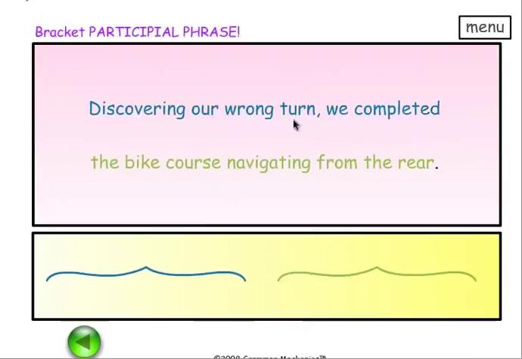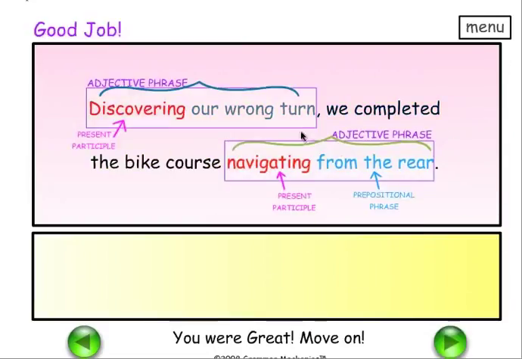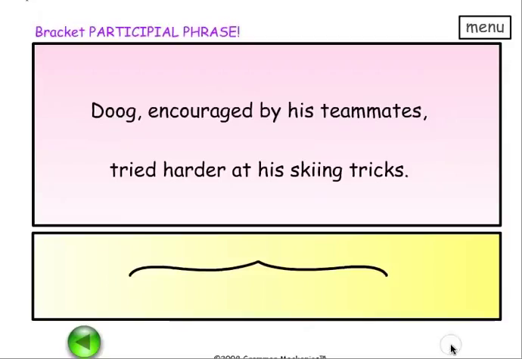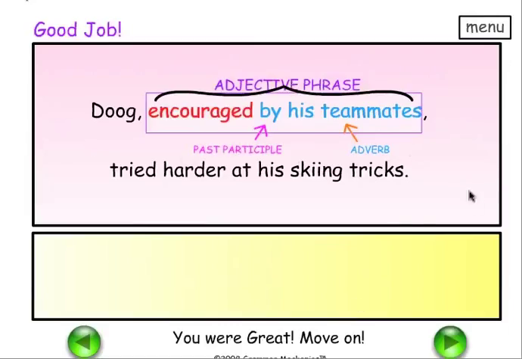Discovering our wrong turn, we completed the bike course navigating from the rear. In this case, we have two present participles used in adjective phrases, discovering our wrong turn and navigating from the rear. And we've got the past tense form ed in the main sentence structure. Doug, encouraged by his teammates, tried harder at his skiing tricks. Here we've got the past participle used in a participial phrase, and it's very easy to see that it is used as an adjective phrase set off by commas.